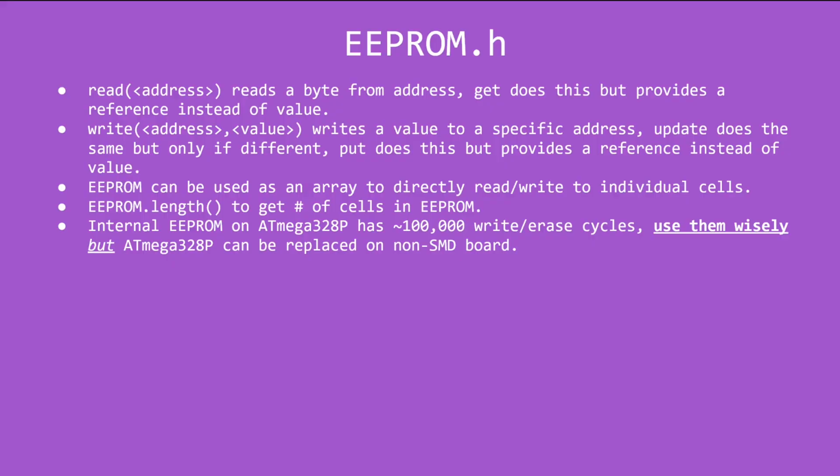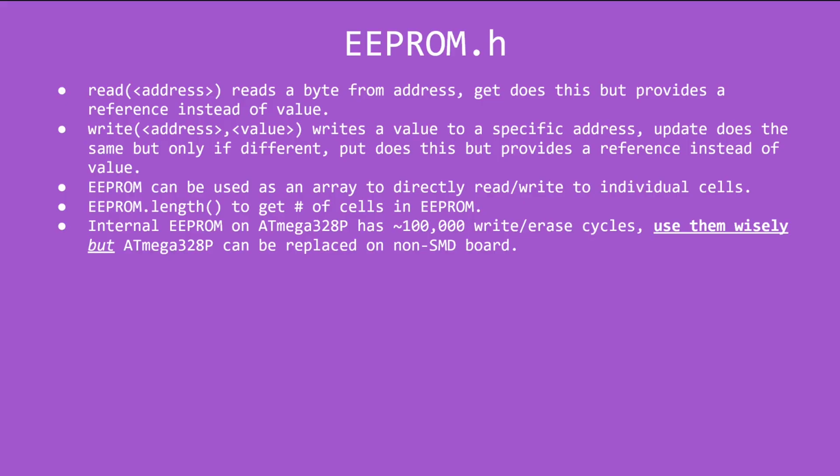And then we've got EEPROM. This is pretty simple. You're just dealing with the internal EEPROM. You can read a byte at a time. You can write a value. You can read from a specific address. Again, it's a byte. Get does this by reference instead of value. Write, same idea. Update does it, but only if different. Put does this, but by reference instead of value.